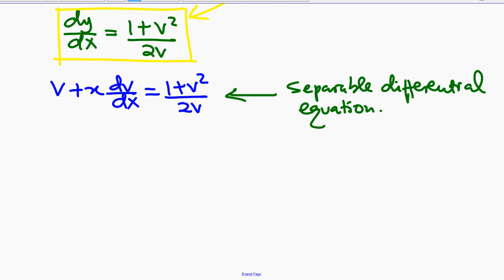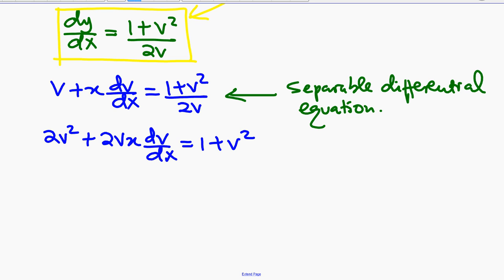We need to separate the variables so that we have the x terms on one side and the v terms on the other. So let's multiply both sides by 2v. We'll end up with 2v squared plus 2vx dv over dx equal to 1 plus v squared. And then just simplify that. Remember, we have like terms, and so that will be 2vx dv over dx equal to 1 minus v squared.